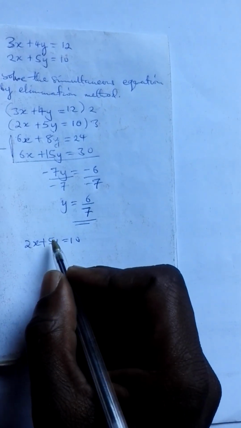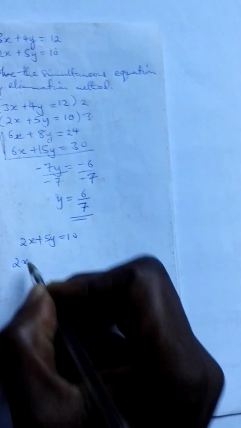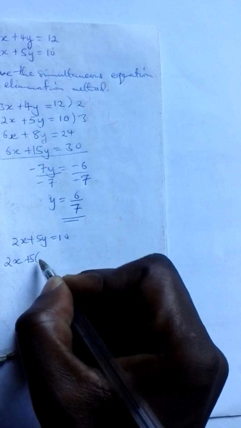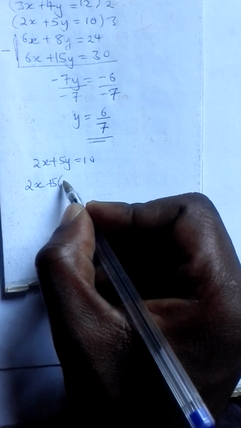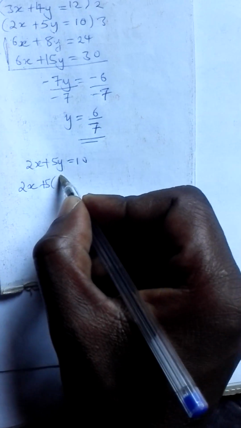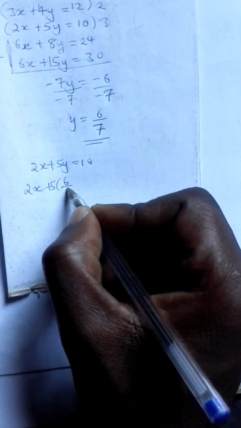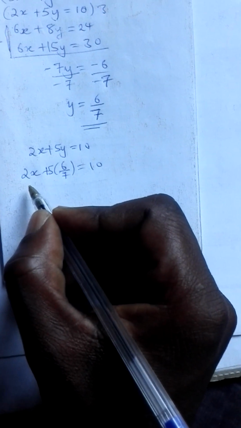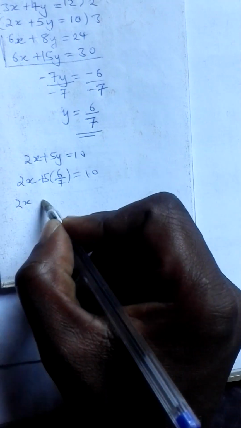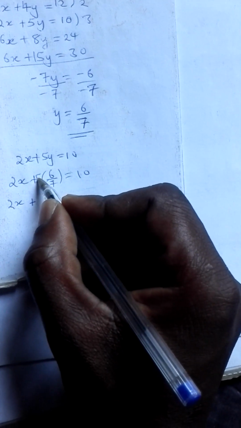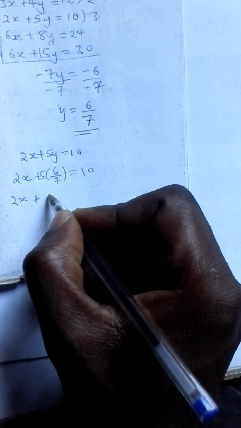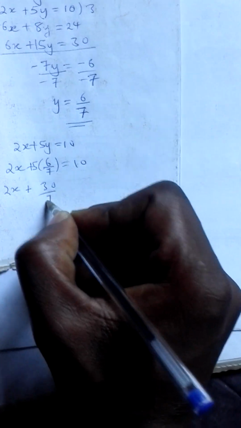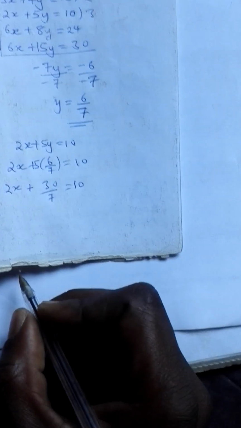We're going to substitute where there is y. We're going to substitute 6/7, and this is going to be 5 times 6/7 in brackets equals 10. Now 2x plus this 5 is going to multiply the 6, and this is going to give us 30/7, which is equal to 10.